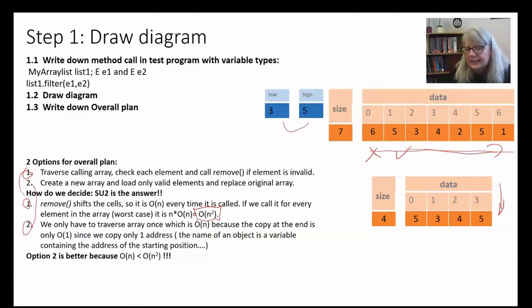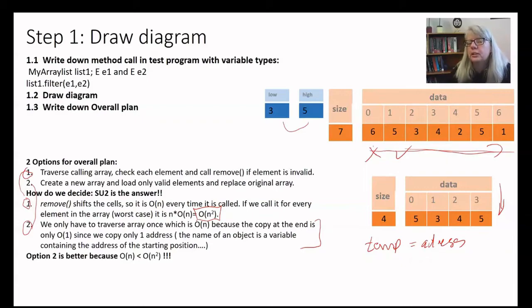But there's a sentence that says the name of an object is a variable containing the address of the starting point. That means if I say temp, which is a name, is address, I copy, in fact, the entire array. Then temp refers to that array. That's order 1. So option 2 is an order n operation, because I can do it with only going through the array once. We saw that option 1 is order n squared.